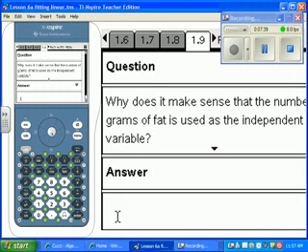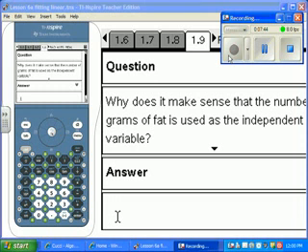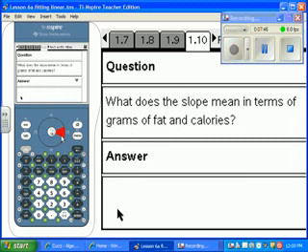Okay, so in your own words, you're going to put down why that is. Why is it that we call it independent instead of dependent? Okay, so the next page it says, what does the slope mean in terms of grams of fat and calories? So looking at our movable line, we said it had what kind of slope? What does that mean in terms of fats and calories?